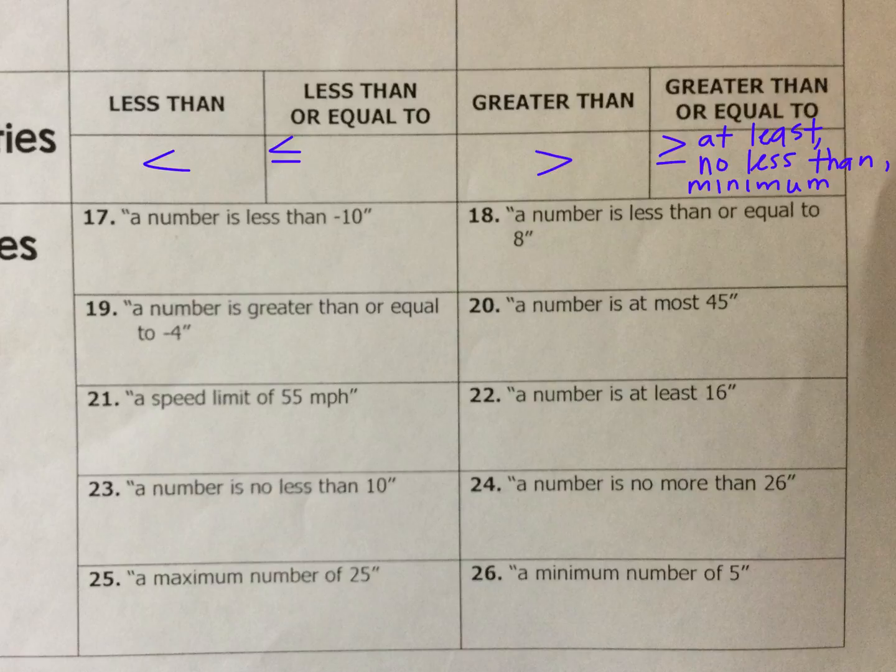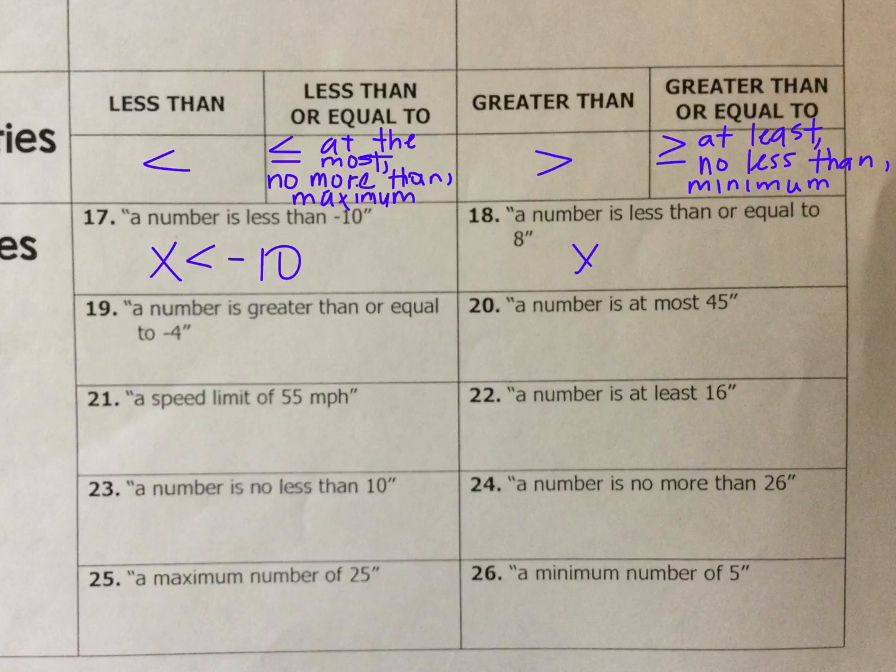All right, we're going to do 17 through 26 as examples together. So a number, I'm going to use X today, is less than negative 10. Well, the less than symbol, negative 10. These are pretty easy, a lot easier than the ones we were doing yesterday. A number, X, is less than or equal to 8. Well, I just use the less than or equal to 8. A number is greater than or equal to negative 4.